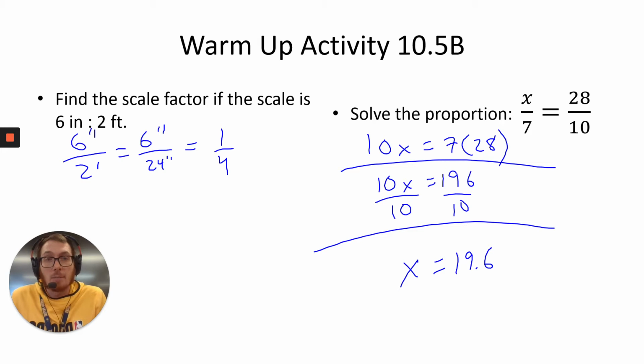Second one, you can just cross multiply, so do 10 times x equals 7 times 28, and then divide by 10 on both sides. You should be able to cross multiply at this point in the semester, so make sure you're able to do that.